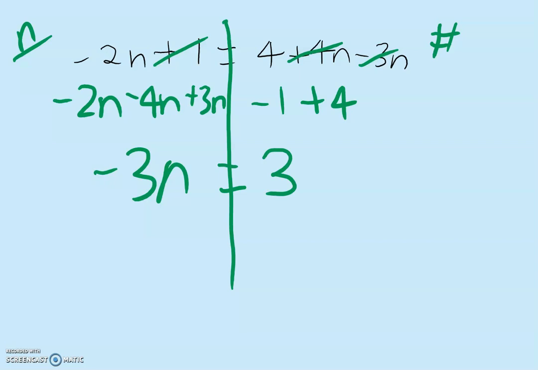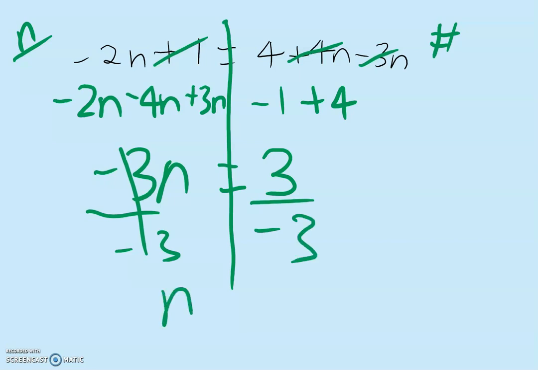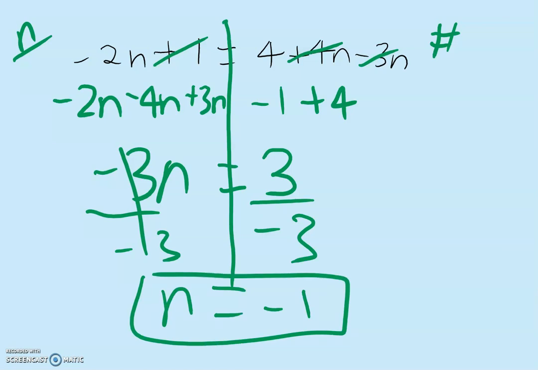Now one last step. Divide by the coefficient, which is negative 3, on both sides. 3 divided by negative 3 is negative 1. And that is your answer.